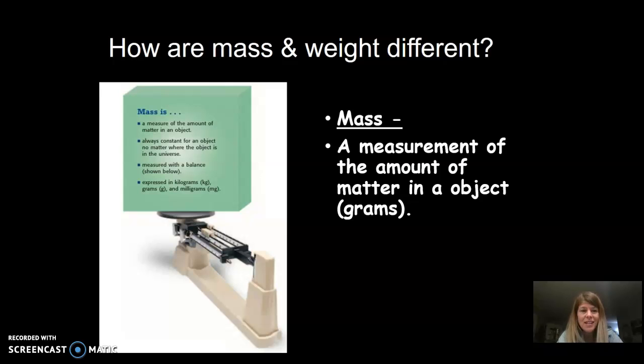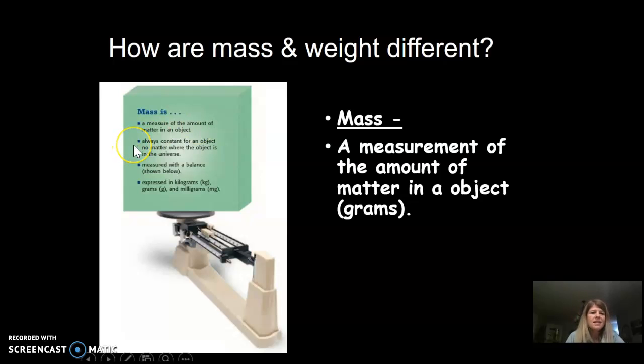Let's look at just mass for now, okay? We know that mass is a measurement of the amount of matter in an object. We use grams, kilograms, or milligrams to talk about how much matter an object has. Okay? So here we go. Here's our pan balance. We talked about that last week. Mass is a measure of the amount of matter in an object. The amount of matter. Okay, that's mass.